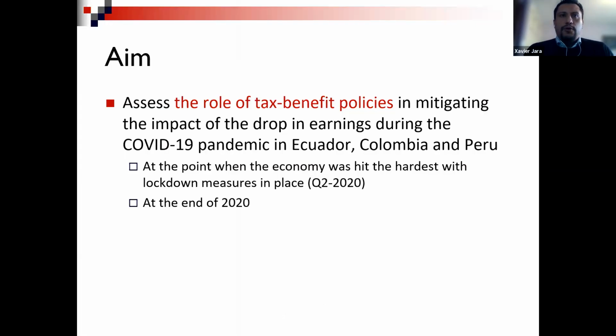So the aim of this work is to assess the role that taxes and benefits played during the pandemic in mitigating the impact of the drop in earnings as part of the crisis. And we do this for 3 countries, Ecuador, Colombia, and Peru. And we do this at 2 points during the pandemic in 2020. First, we look at the period during 2020 where the economies were hit the hardest by lockdown measures and by the pandemic in general. And then we look at the end of 2020 to assess to which extent the 3 economies recovered.